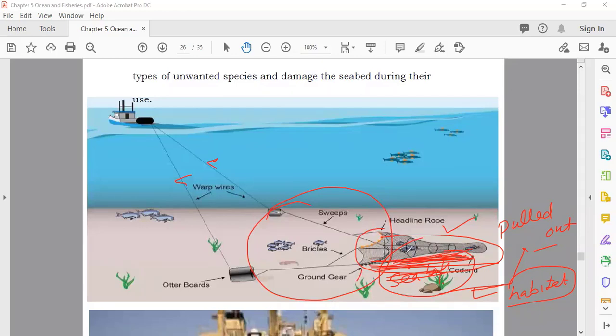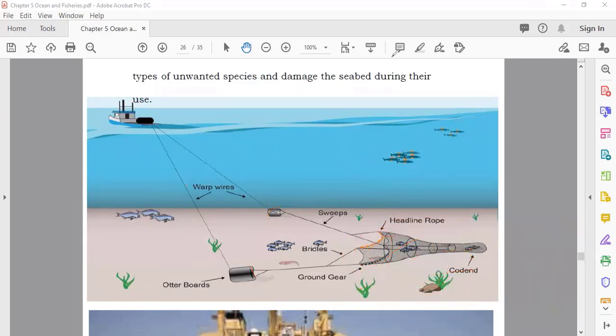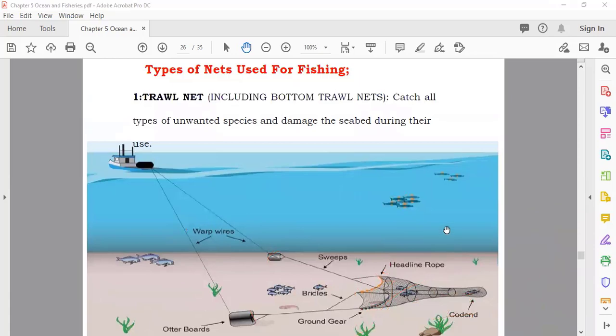We will see here. Another thing is, for example, you want to catch this type of fish. Let's suppose this is your target. But in this net, you cannot select. All types of fish will come inside, whether you are targeting them or not, whether you want them or not. All are gathered in this form here. So these are two disadvantages of using this type of net.